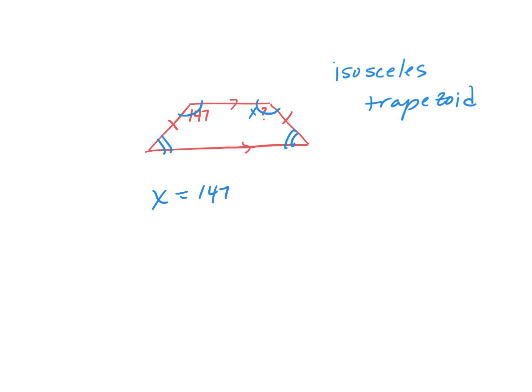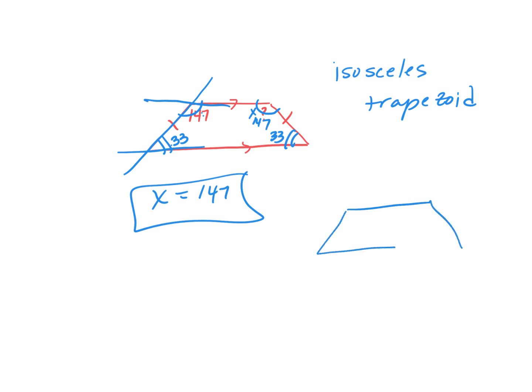If these two lines are parallel, right here, with a transversal, then these two angles add up to what? They add up to 180. So this is going to be 33. And this is going to be 33. And this is going to be 147. But the problem only asks you for the 147. Questions? So in an isosceles trapezoid, where these two sides are equal, this guy is equal to this guy, and this guy is equal to that guy. And these two guys add up to 180, and these two guys add up to 180.